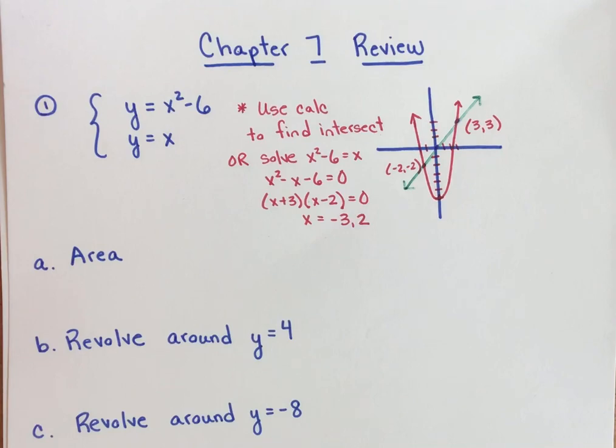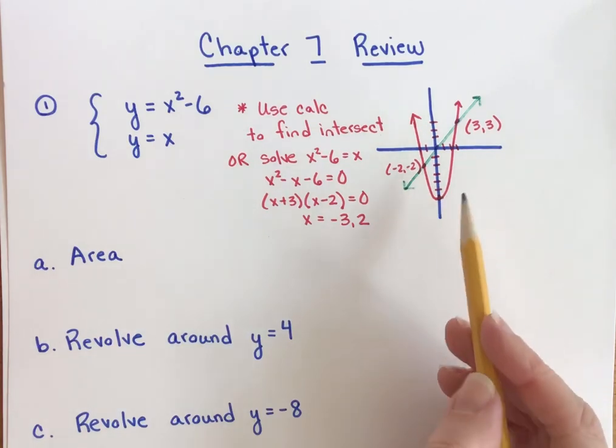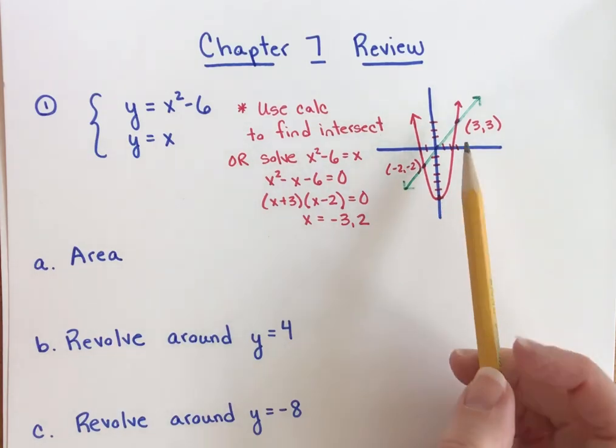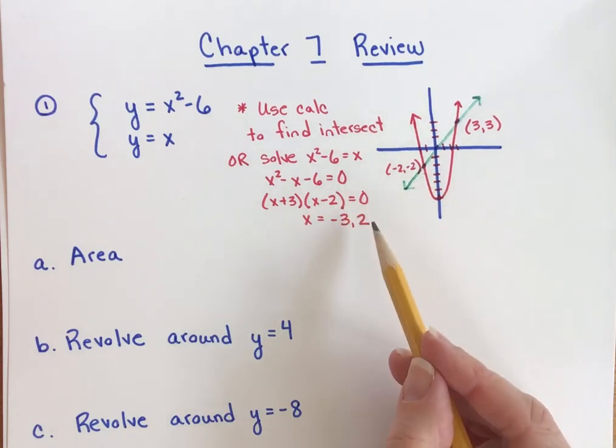I hope you're having fun with area, volume, and cross sections. Now for this first example, hopefully you've already graphed it either on your calculator or using your mental curve collection. You can use your calculator to find the two intersection points, or you can use good old Algebra 1.